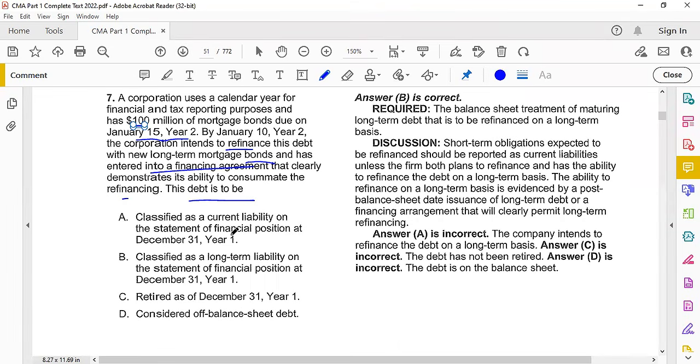So when it is written, they're asking: classify as a current liability? No, it should be classified from current to non-current. Then classify as long-term liabilities? Yes. Right or wrong? But as at 31st December, they didn't demonstrate it. Still, they have to classify it as a long-term liability on the statement of financial position as at 31st December year 1.